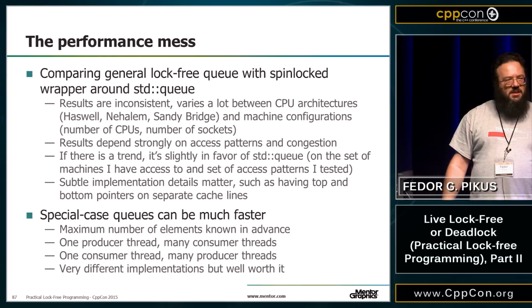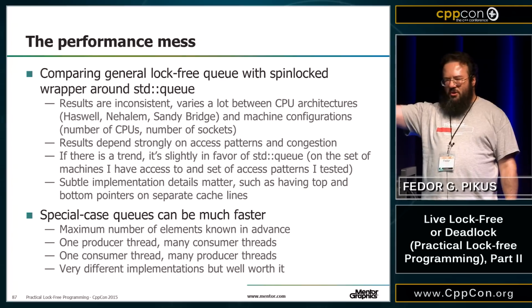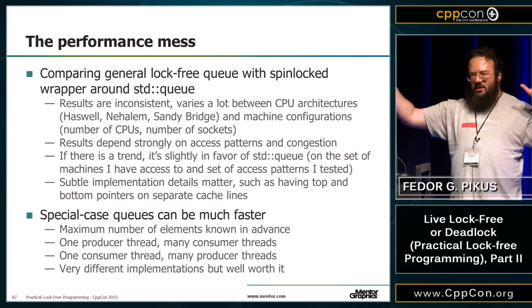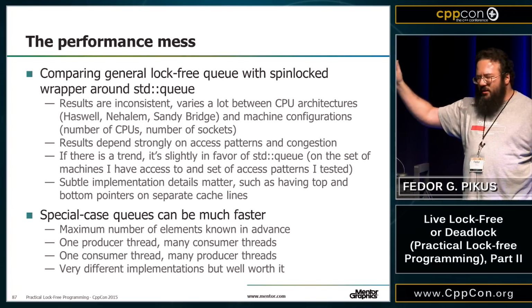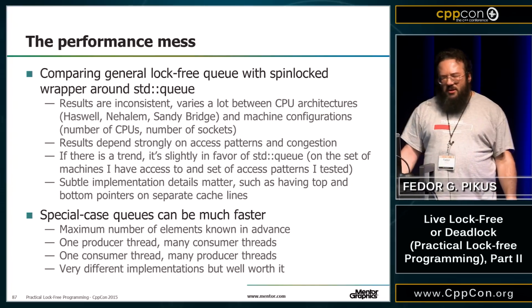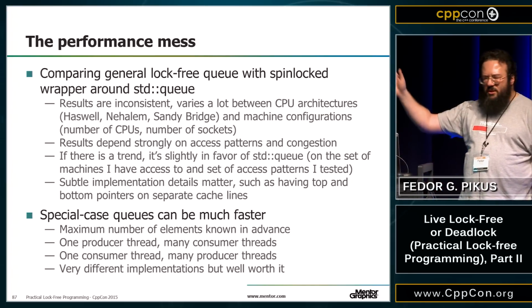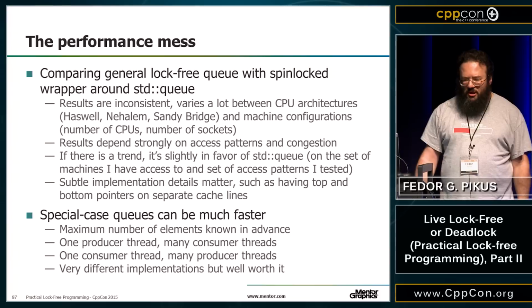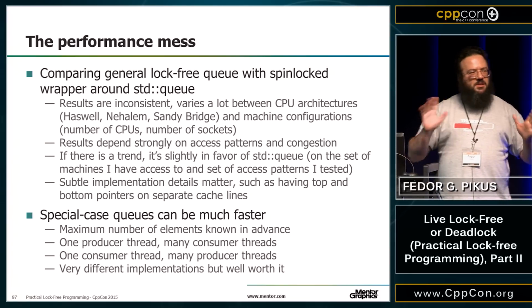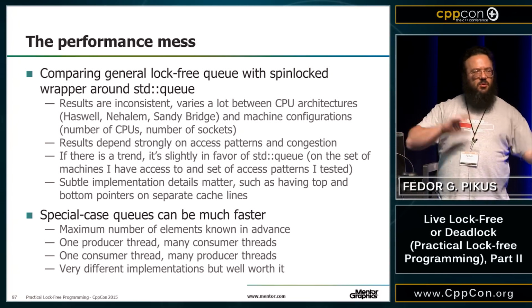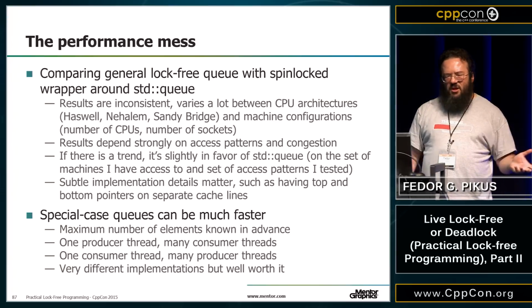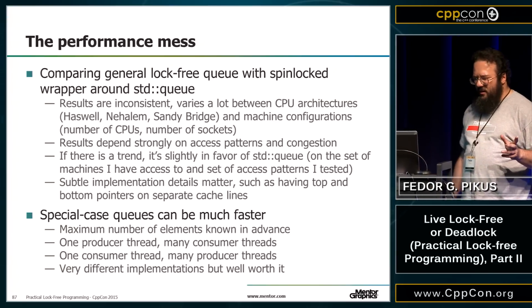Results were utterly inconsistent. I'm comparing a true generic lock-free queue with a spin-locked wrapper around STL queue. Depends on the hardware, depends on the processor architecture, depends on how many CPUs the machine has, depends on the access patterns. Do you enqueue more, dequeue more? How often is the queue empty, and so on.